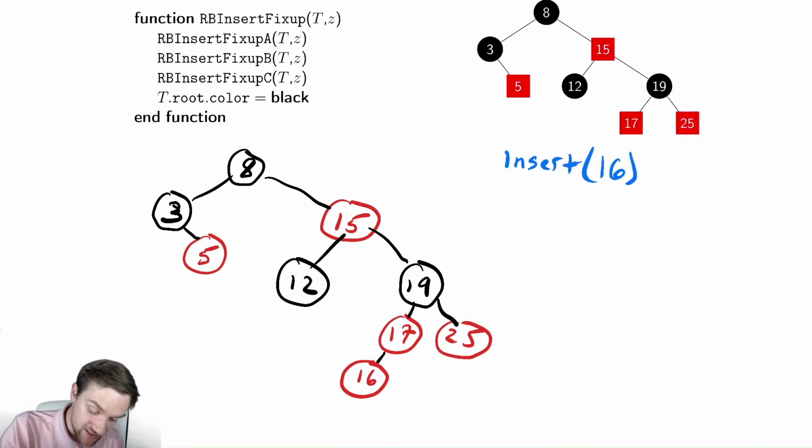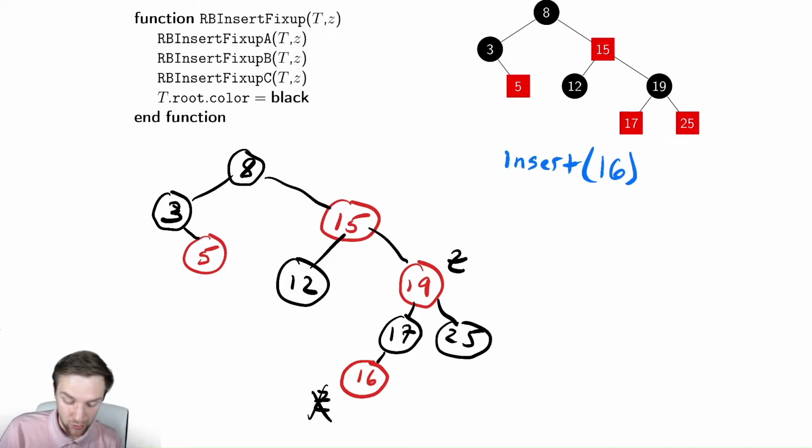The way that we dealt with this was we recolored 17 to be black. We recolored 25 to be black. And then we recolor our grandparent, 19, to be red. And then we are going to update. Originally, the node I added was Z, and it was down here. I'm going to update Z to be 19 now, and then I need to assess.